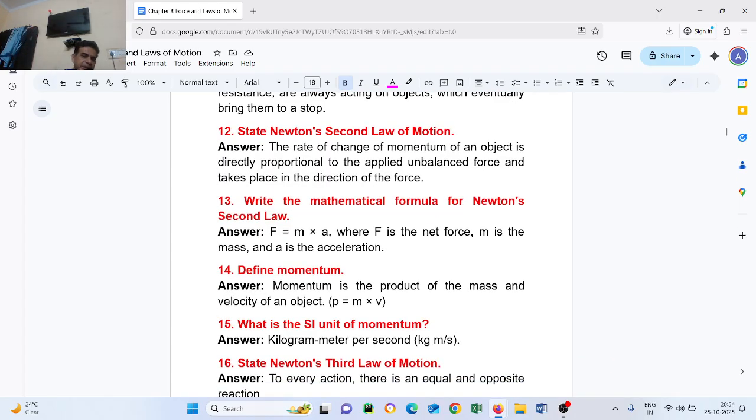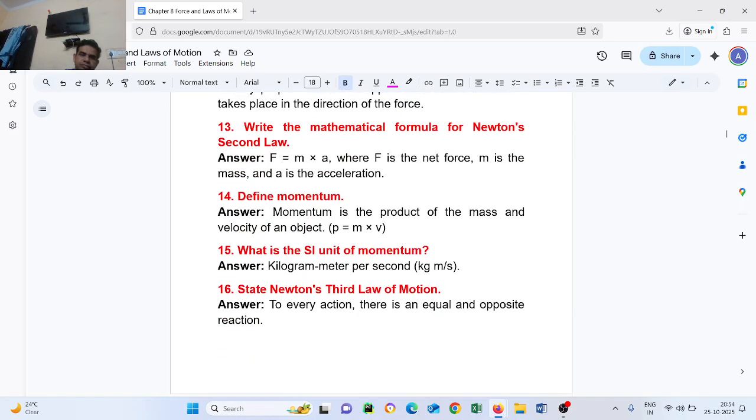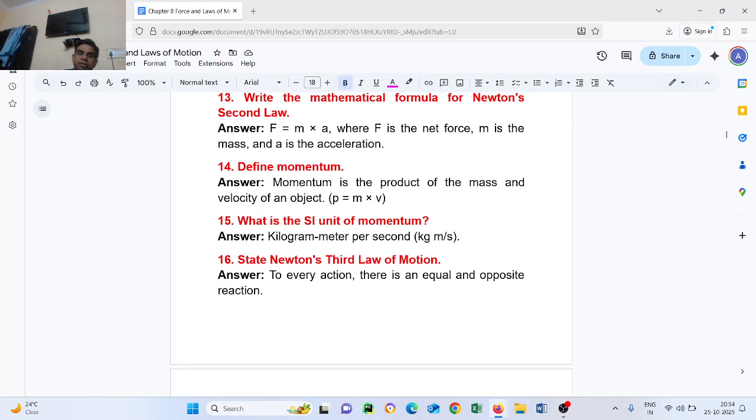Question number 14. Define momentum. Momentum is the product of the mass and velocity of an object. P equals m into v. What is the SI unit of momentum? Kilogram meter per second.